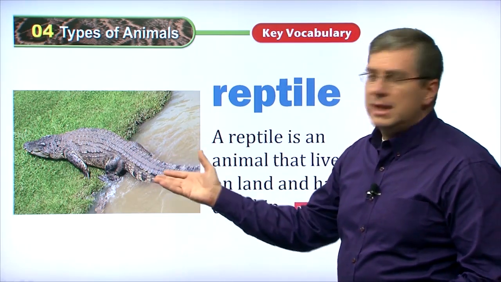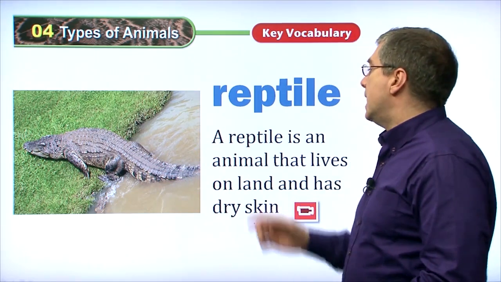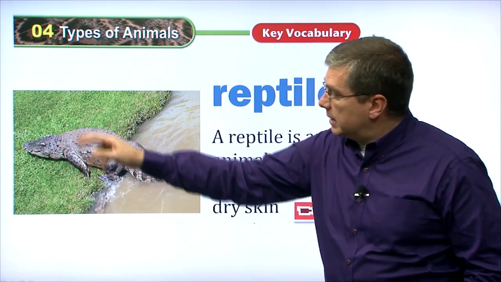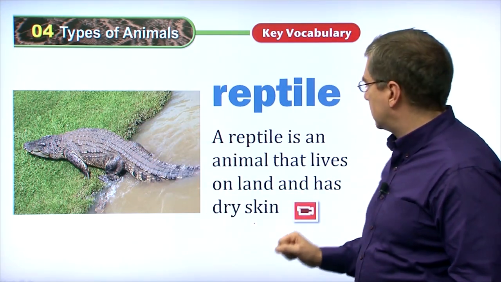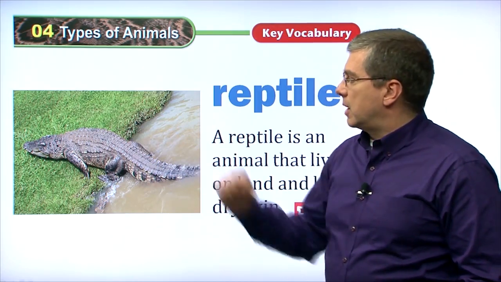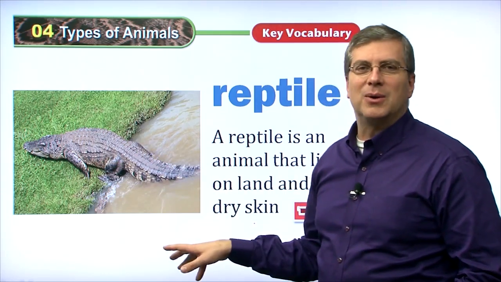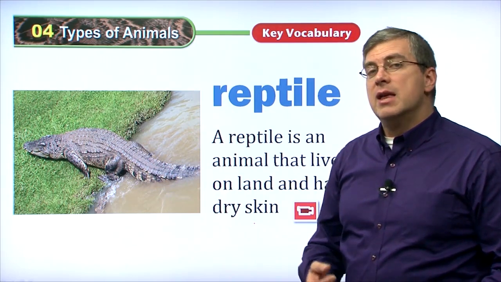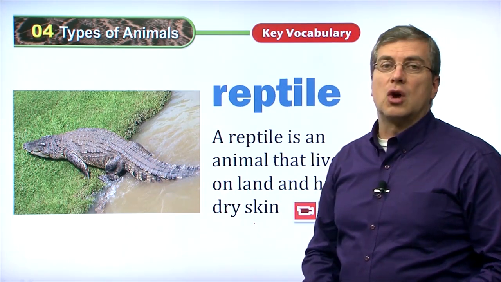So how do we describe reptiles? How are they different from mammals? Here we have a reptile is an animal that lives on land. It lives on land. It can go in the water, as this alligator does, but it lives on land normally, and it has dry skin. If you think of most reptiles, well, this guy just took a bath, right? He's just coming out of the water, so his skin is wet right now. But if you look at most reptiles, like lizards or snakes, their skin is dry, okay? So they live on land and they have dry skin.